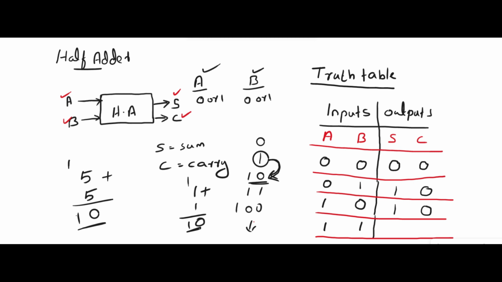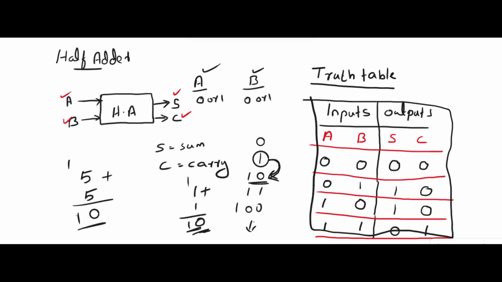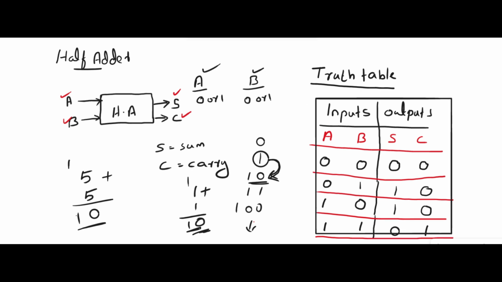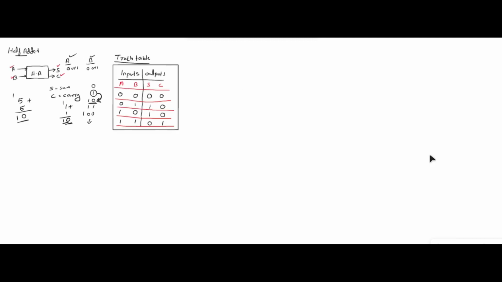So 1 plus 1 means that A is 1 and B is 1, then sum is 0 and carry is 1, as I have explained. So this is the truth table of a half adder. Now we will try to find the equations of sum and carry. We want to find what is sum and what is carry. So first we will find the sum.